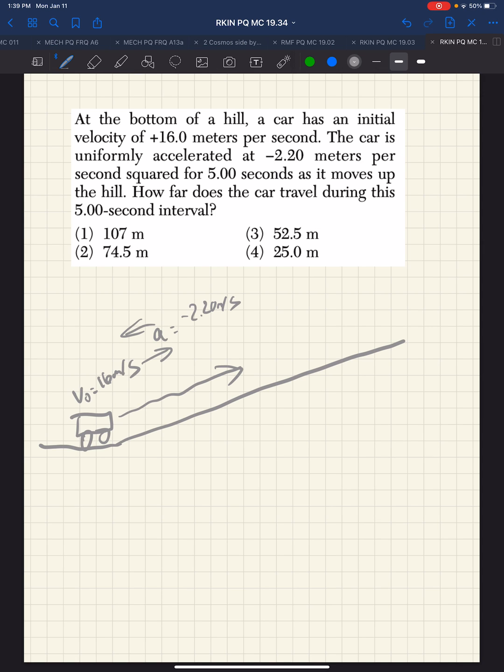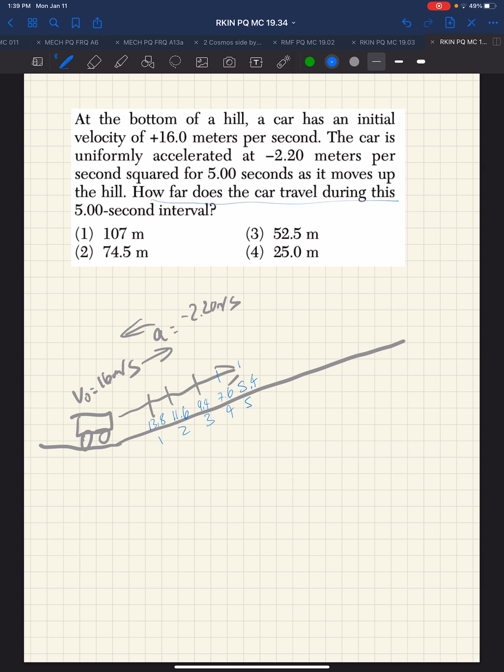All right, and we see this for 5 seconds. So let's see then. After 1 second, it'll be 13.8. Another second, it will be 11.6. Another second, it will be 9.4. Another second, it will be 7.6. So this is 1 second, 2 seconds, 3 seconds, 4 seconds, and 5 seconds. It would be traveling 5.4 meters per second.